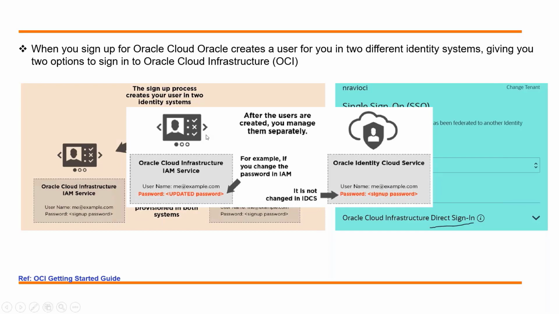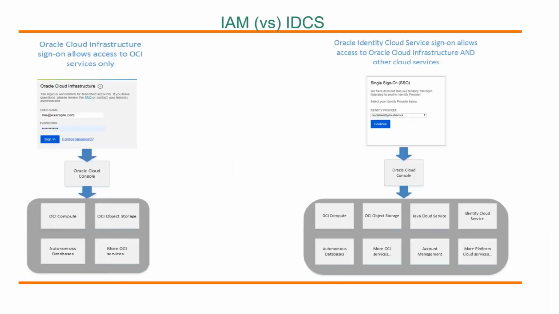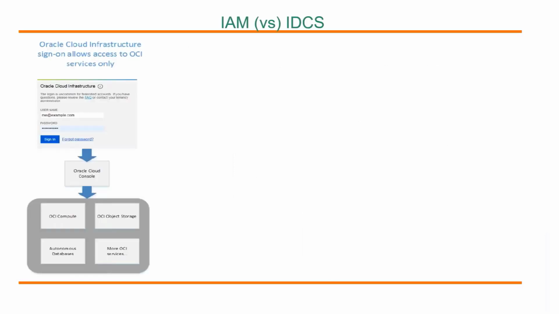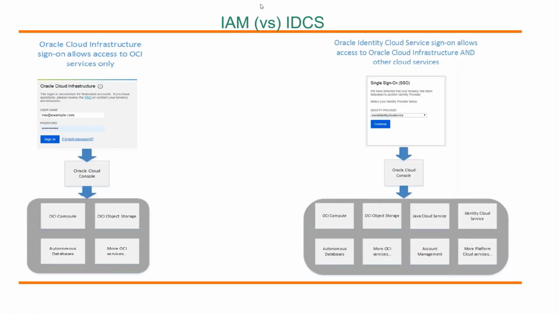So let's ask ourselves this basic question: why two identity systems? What is the difference between IAM and IDCS? The inbuilt IAM is only helpful if you want to just access Oracle Cloud Infrastructure services. IDCS, Identity Cloud Service, helps us to get authenticated with other cloud services as well.